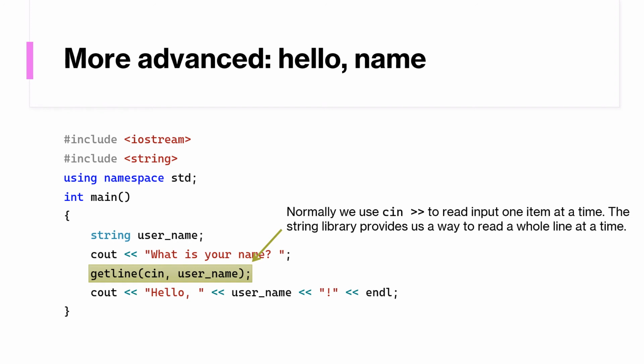But we want to read the user's whole name. Maybe they want to type Bartholomew Smithers or something like that. The string library provides us a way to read a whole line at a time called getline. So you type getline and then the name of the stream that you're reading from, in this case cin, and then a comma, and then the name of the variable that you want to read the line of input into.